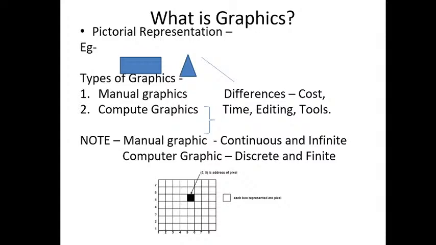Before we begin the class, we've got to first ask ourselves a few questions. What is an image? What is a graphic? A simple graphic, it doesn't have to be a computer graphic. In the simplest terms, a graphic can be considered a pictorial representation. It can be an image, a picture. Now, a picture can be very complex, and it can also be very simple.